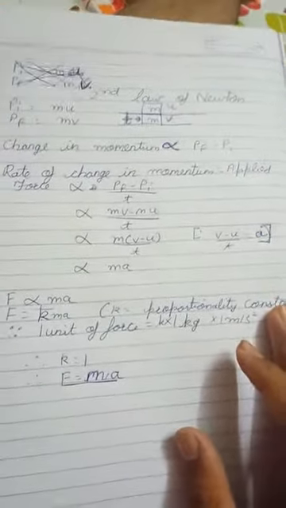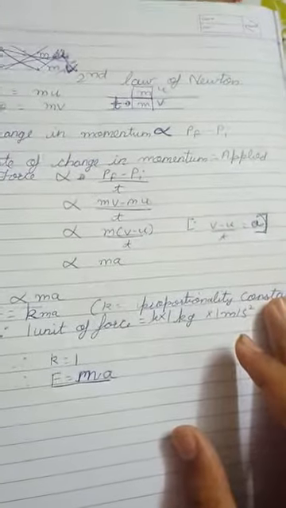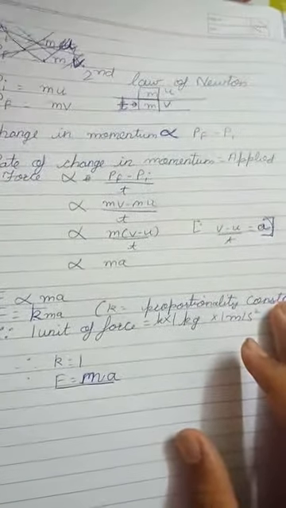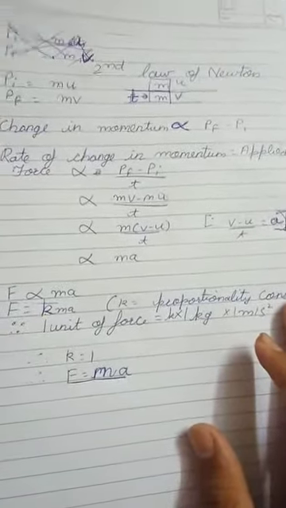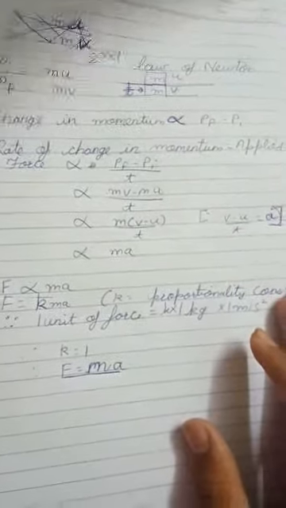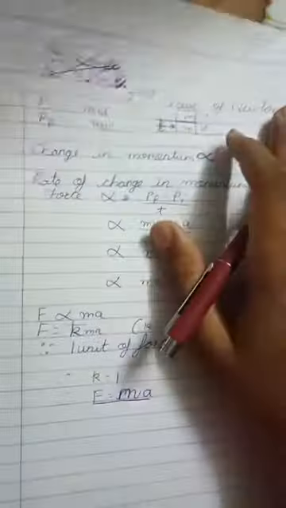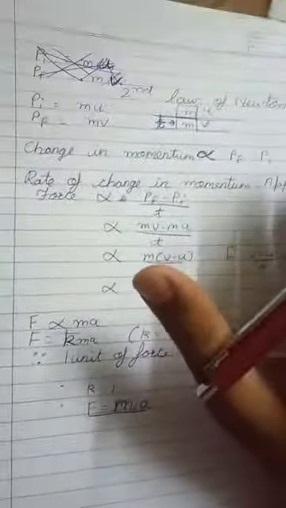Today we will talk about the derivation of the second law of motion. The second law of motion states that the rate of change in momentum is directly proportional to the unbalanced applied force in the direction of the force. First of all, don't worry, this is very simple. It just states that force is equal to the product of mass and acceleration.